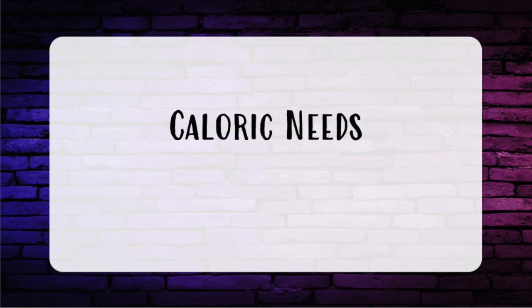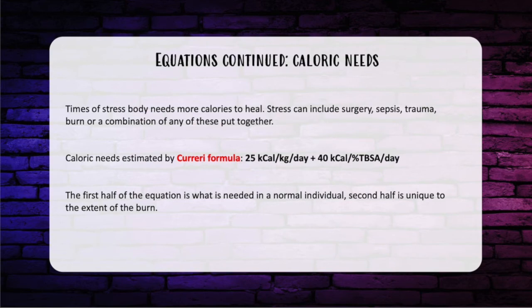Let's go on and talk about how to calculate caloric needs in the burn patient. This is another one of these equations that you need to know, and it helps calculate the caloric needs for burn patients. Anytime during stress, the body needs more calories to heal. This can be from surgery, sepsis, trauma, burn, or any combination of these. In burns, we're going to be utilizing the Curreri formula, which estimates the increased caloric needs based on total body surface area. This equation is 25 kilocalories per kilogram per day, which is the normal individual, and then you add 40 kilocalories per percentage of total body surface area of the burn per day. This gives you the overall daily caloric needs.